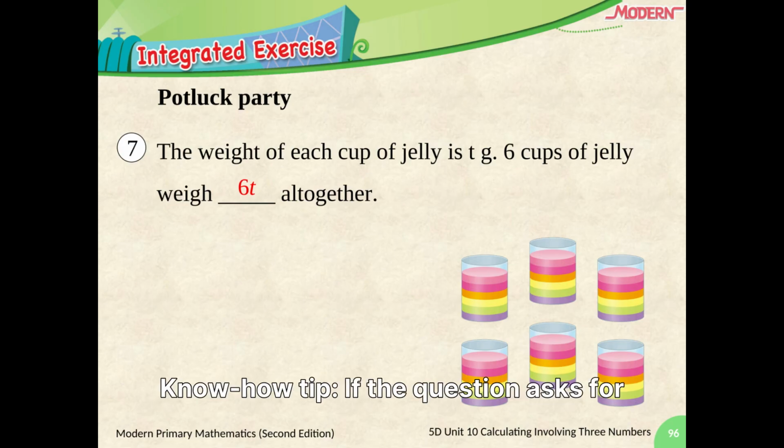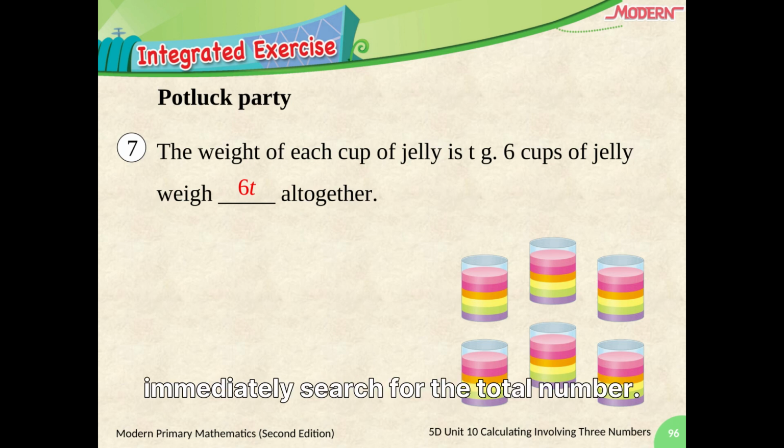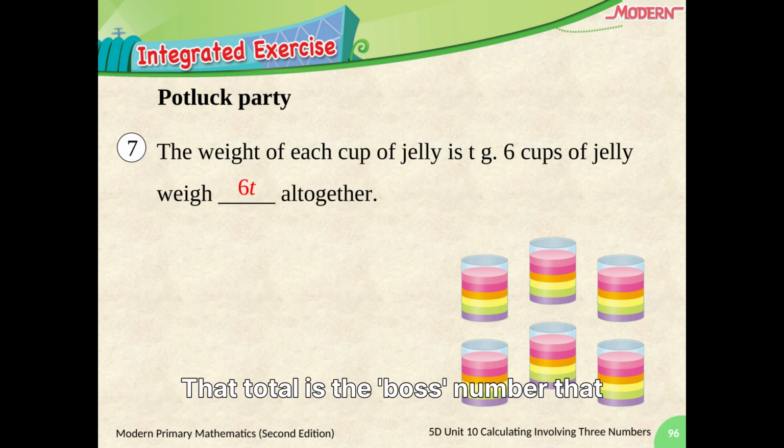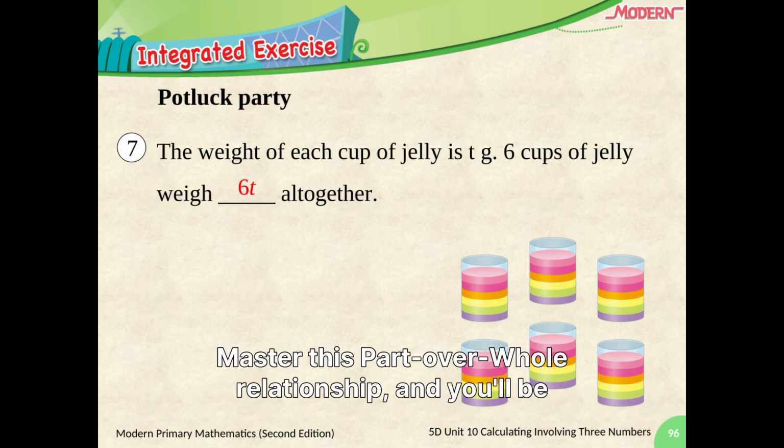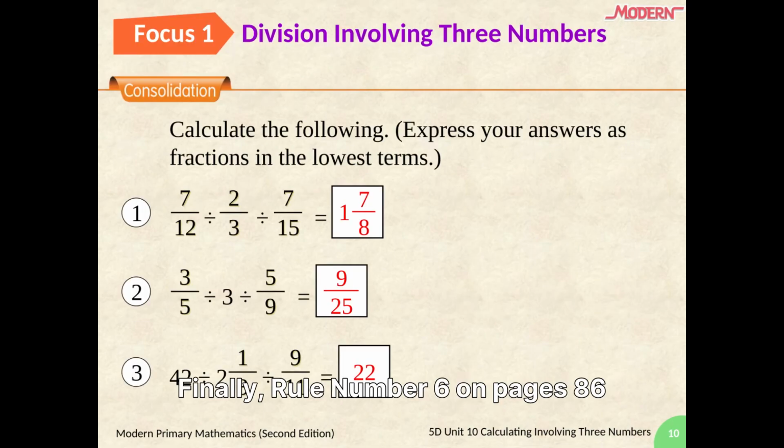Know-how tip. If the question asks for a fraction of all, your eyes should immediately search for the total number. That total is the boss number that sits at the bottom of your fraction. Master this part over whole relationship, and you'll be able to organize any group of data into a clear mathematical story.